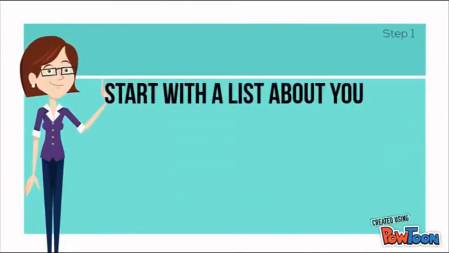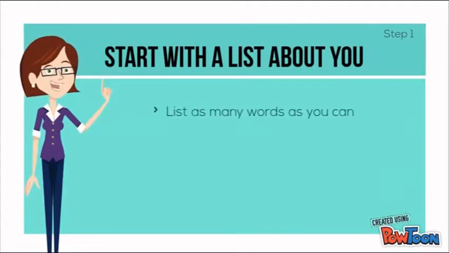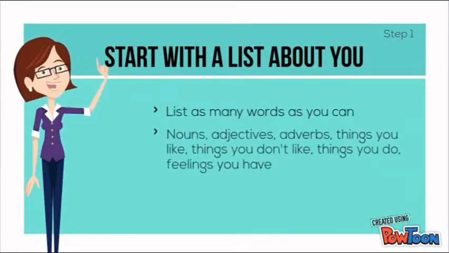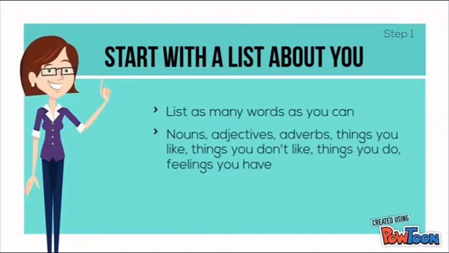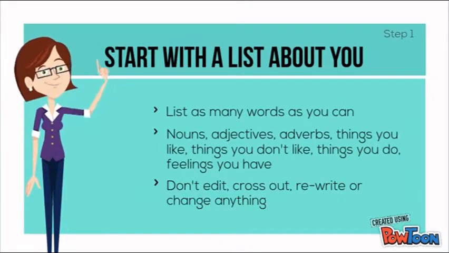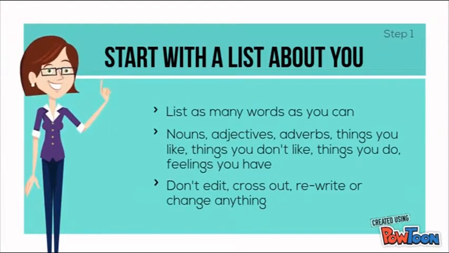Start with a list. List as many words as you can. Nouns, adjectives, adverbs, anything that comes to your mind. The object is to list as many words as you can about yourself. Things you do, things you like, feelings you have. Don't edit, don't cross out, rewrite or change anything, and don't worry about spelling or grammar.